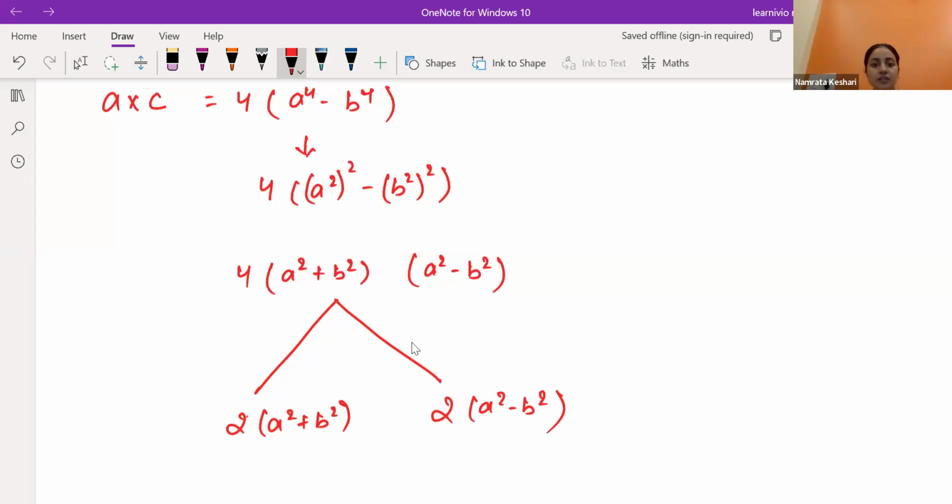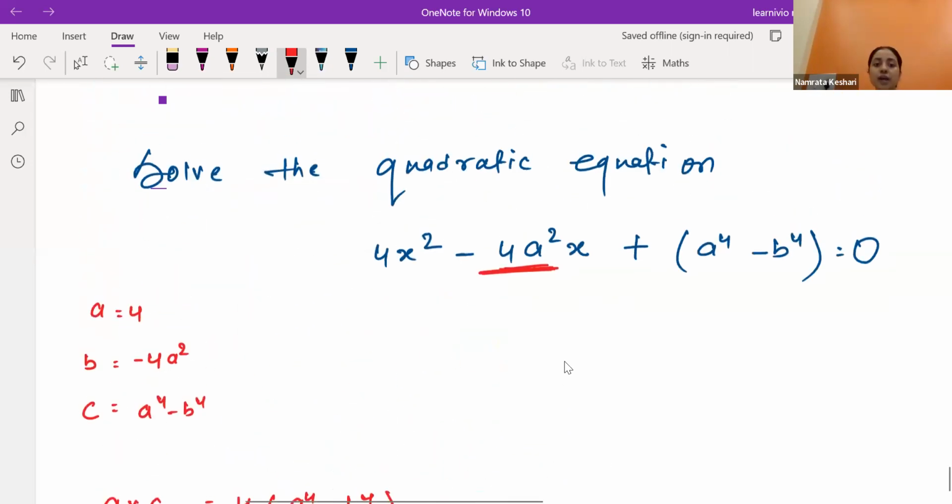Yes, because the b square term is getting cancelled out. Great, that's what we wanted, right? So 2 times a square plus b square and 2 times a square minus b square, these are the two factors. This is 2 times a square plus b square along with x, and 2 times a square minus b square along with x. These are the two factors.